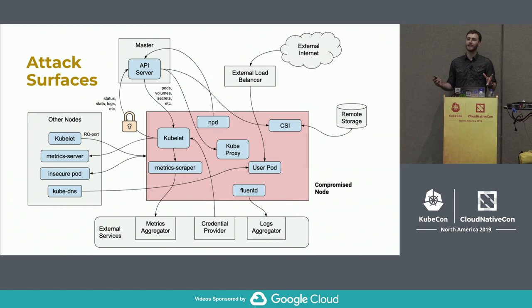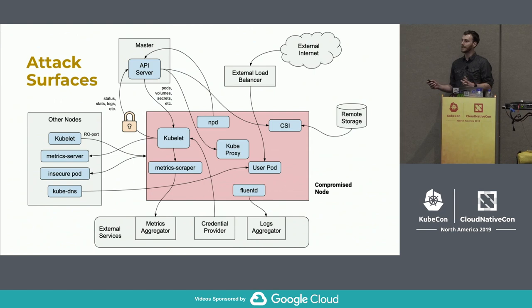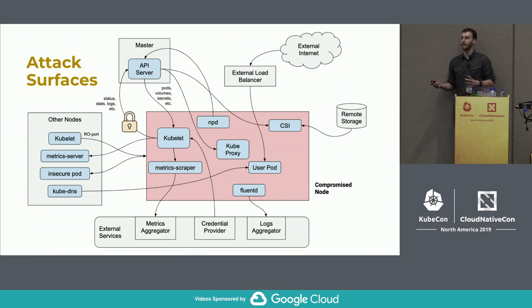So the point of this big complicated picture isn't to actually understand everything that's going on here. The point is that it's complicated. And also, the attacker on the node now has access to the union of all of these different things going on. So even if we're running our node in a least privileges model, those are still a lot of privileges.